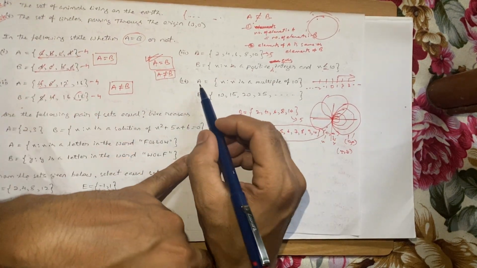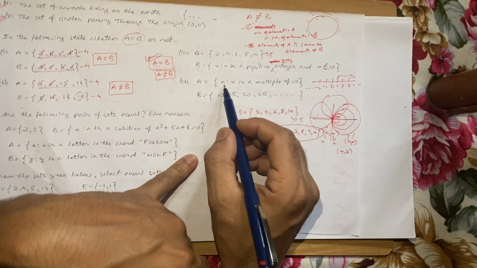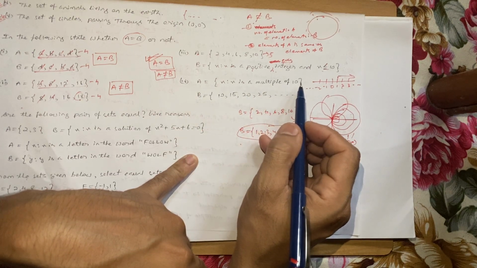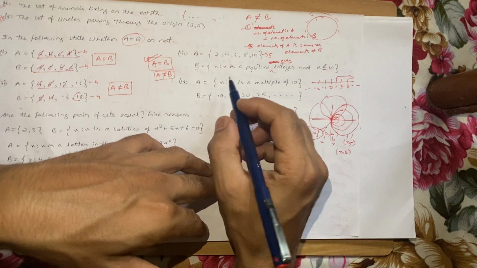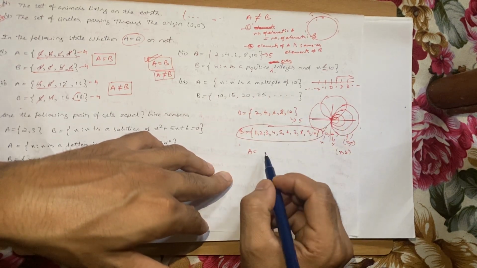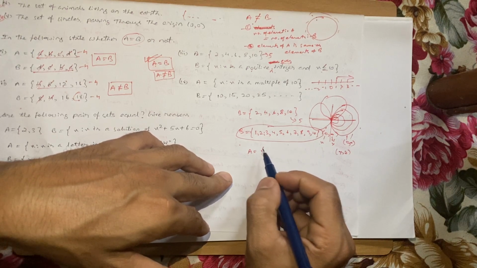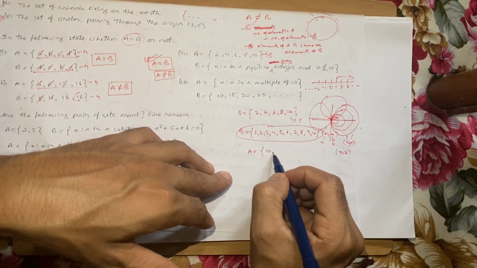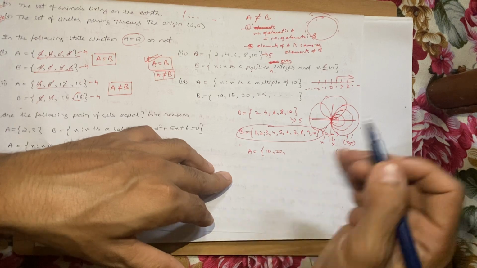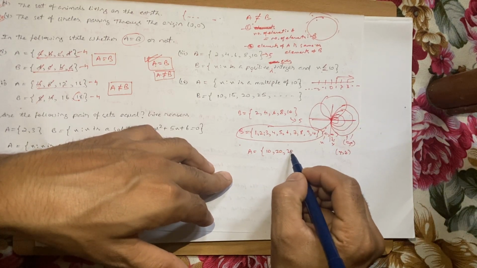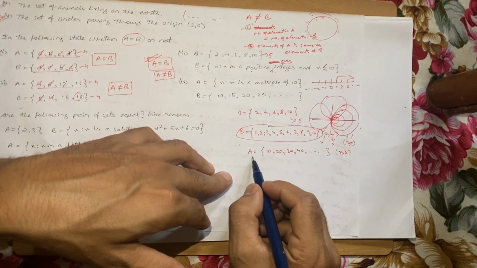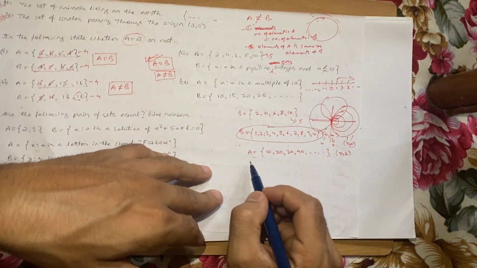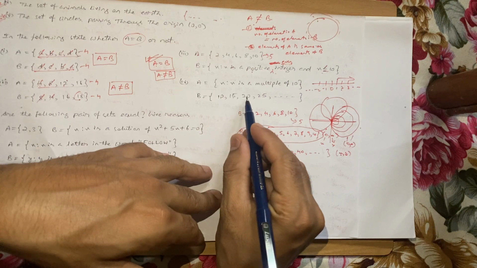Now the next question is, A is the set of X such that X is a multiple of 10. Once again, let's try to write this set, which is in set builder form, in roster form. The first multiple of 10, 10 one time, is 10. 10 two times will become 20. Then 3 times will become 30. Then 40 and so on. Now this is the set A and this is the set B. I have B here: 10, 15, 20, 25.